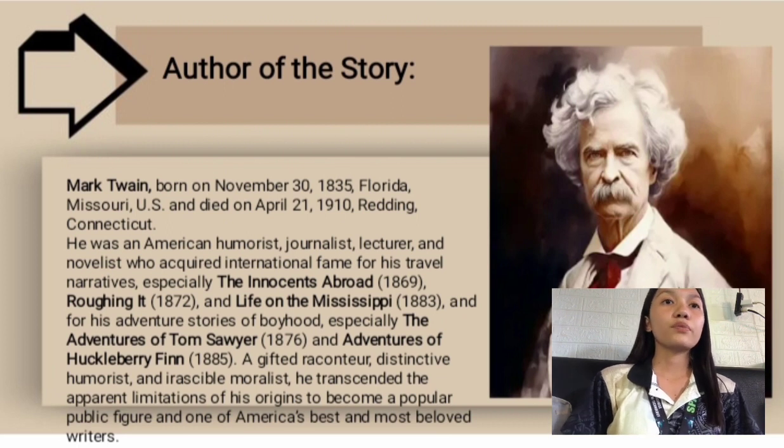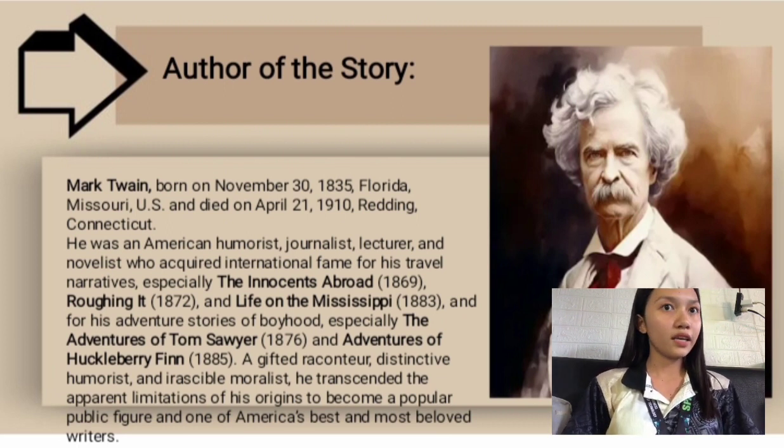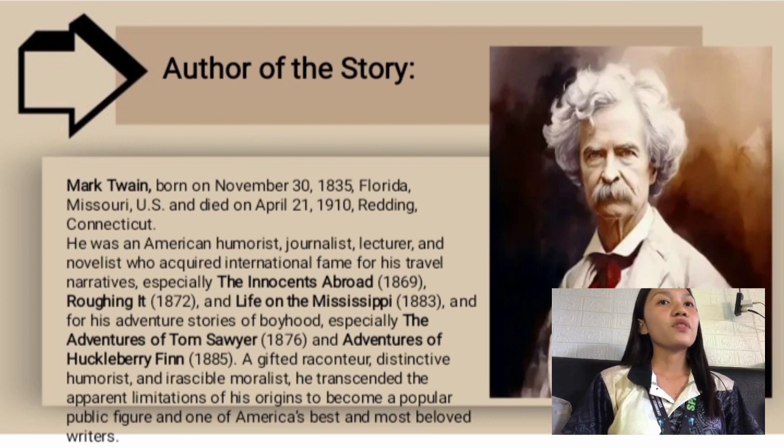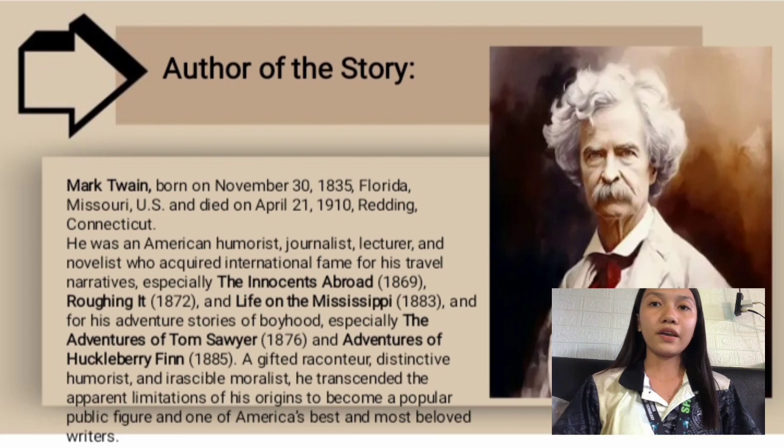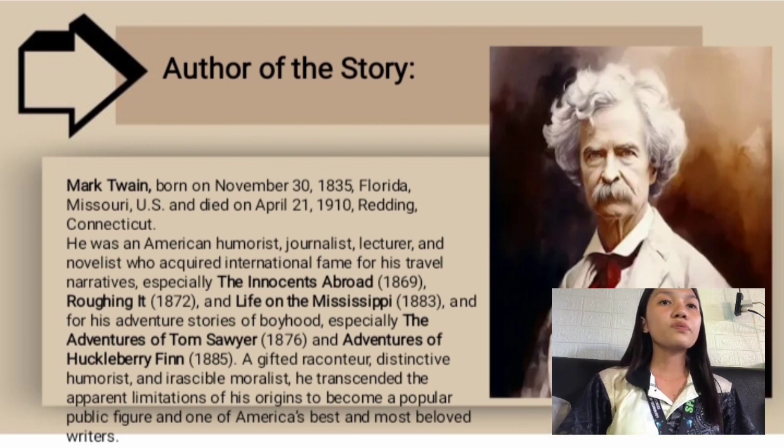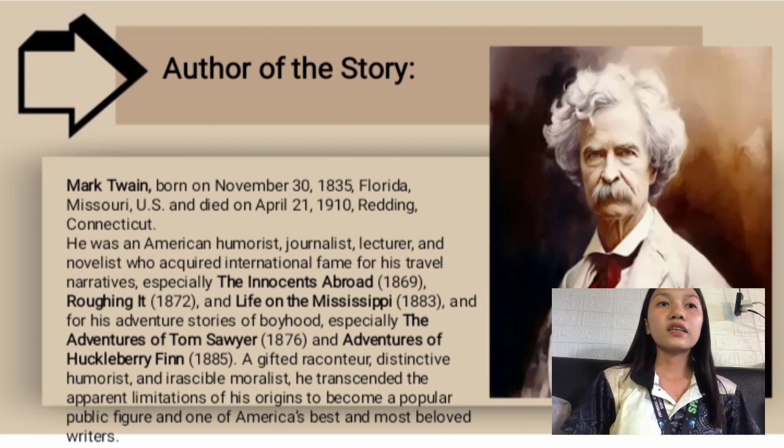First is The Innocents Abroad. It was first created in 1869. The next one is Roughing It in 1872 and Life on the Mississippi in 1883. And for his adventure stories of boyhood, especially The Adventures of Tom Sawyer in 1876 and The Adventures of Huckleberry Finn in 1885. He was known to be a gifted raconteur, distinctive humorist, and irresistible moralist.